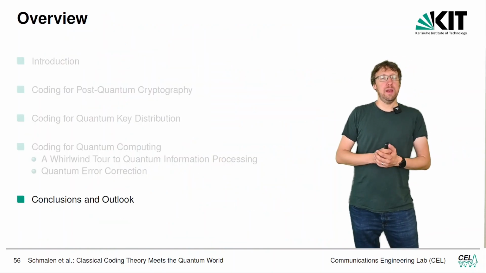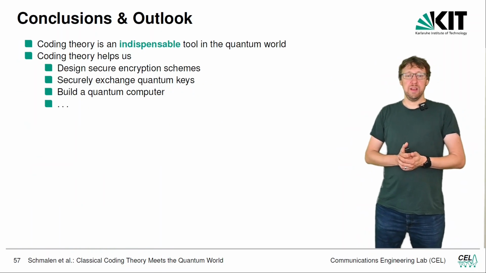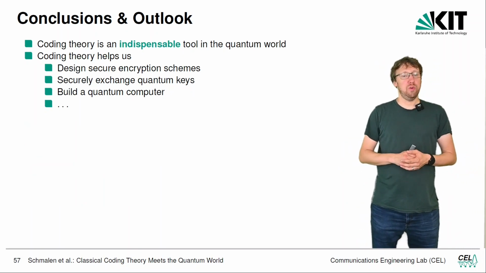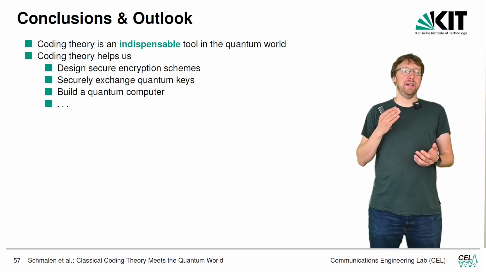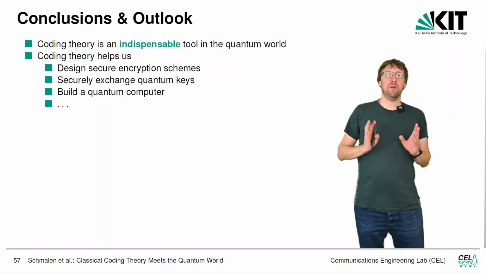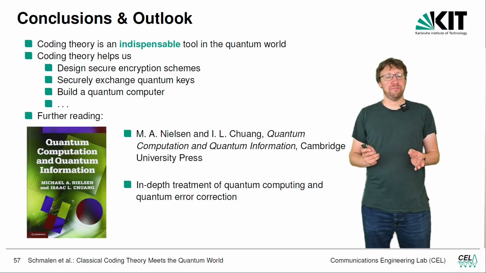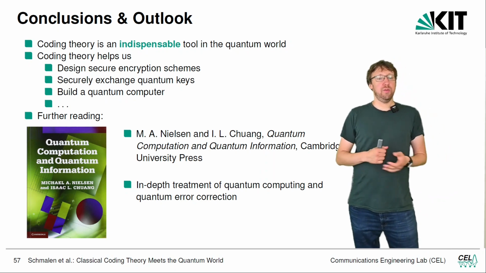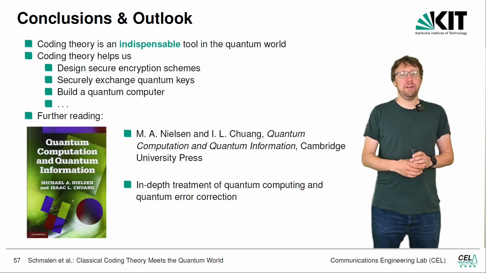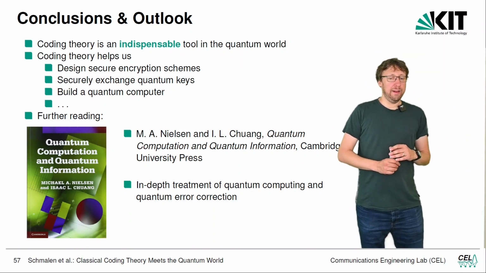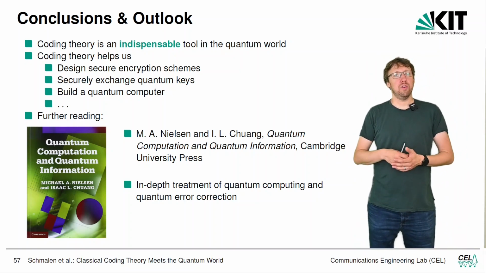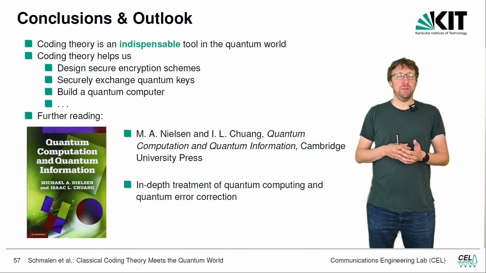Okay, so let me conclude the presentation. So we saw that coding theory is an indispensable tool in the quantum world. Coding theory helps us to design secure encryption schemes, to securely exchange quantum keys, but also helps us build a quantum computer. And if you really want to get into quantum information processing, quantum computation, I very, very highly recommend the book by Nielsen and Chuang. And it has an in-depth treatment of quantum computing, quantum information processing, and also a very good detailed chapter on quantum error correction.